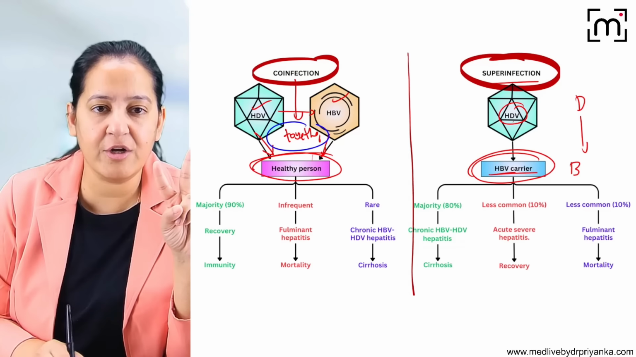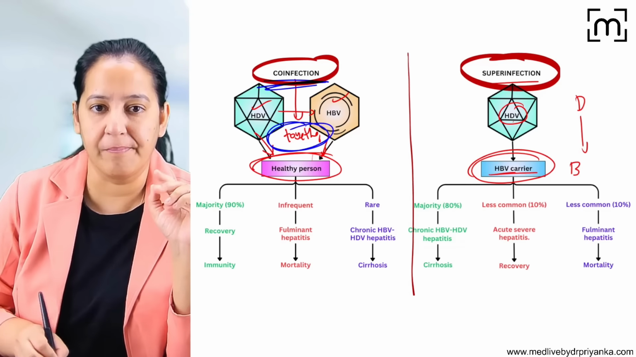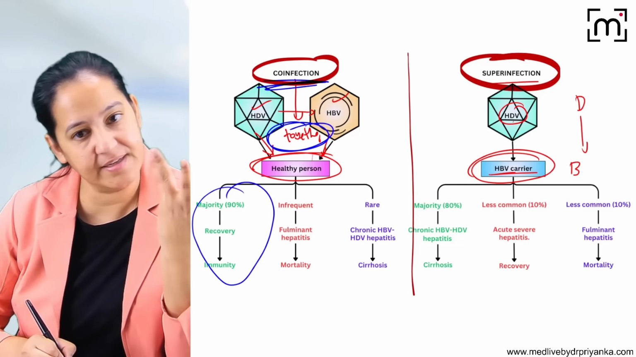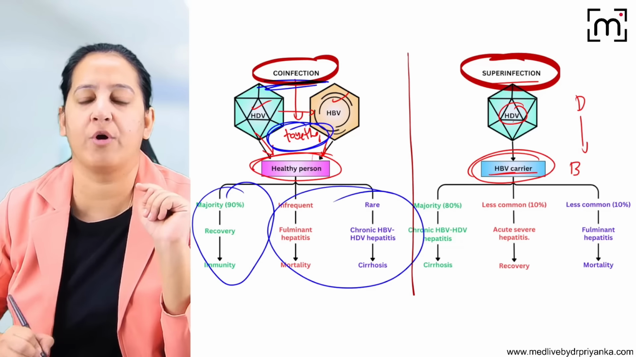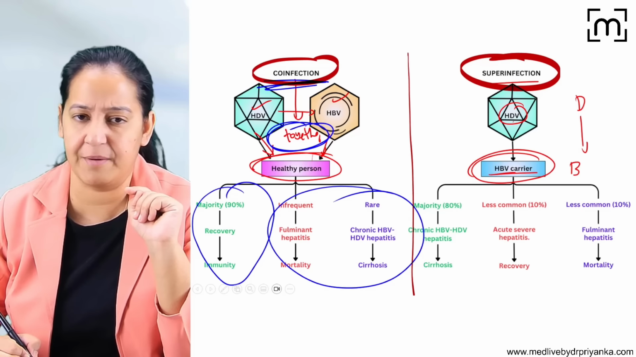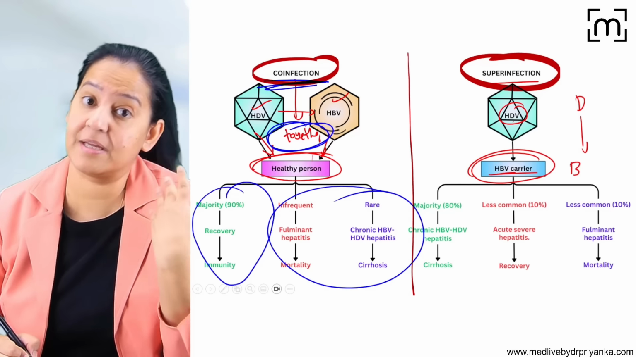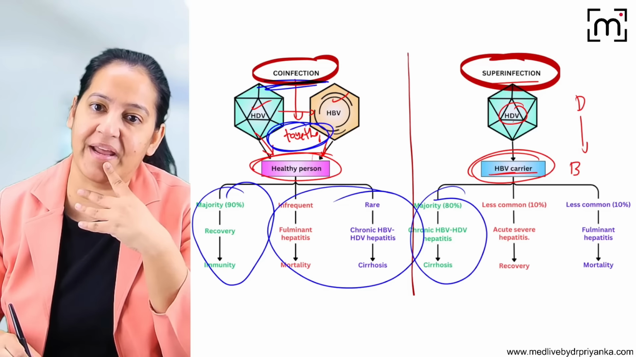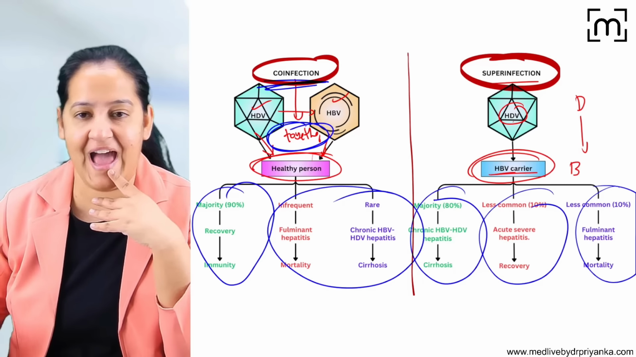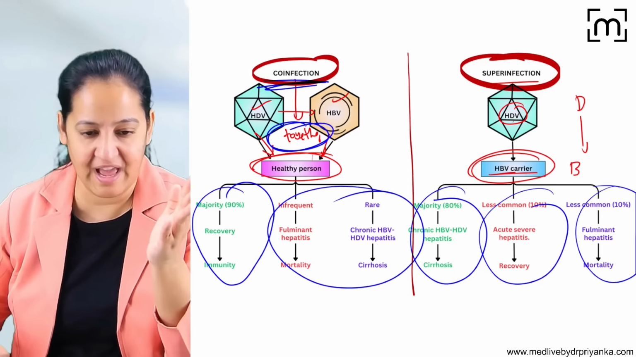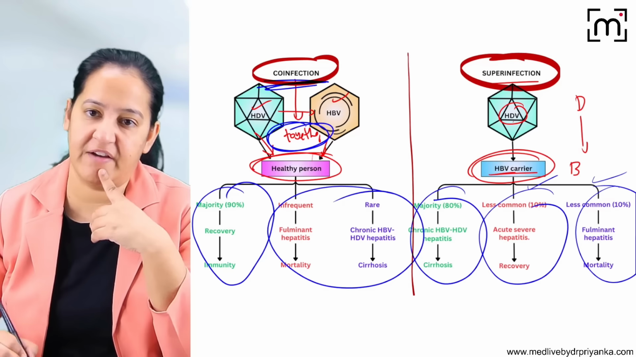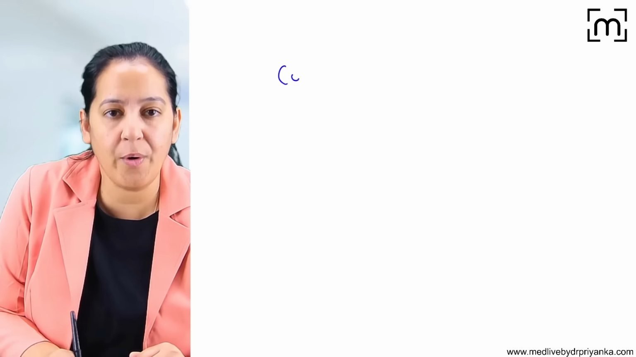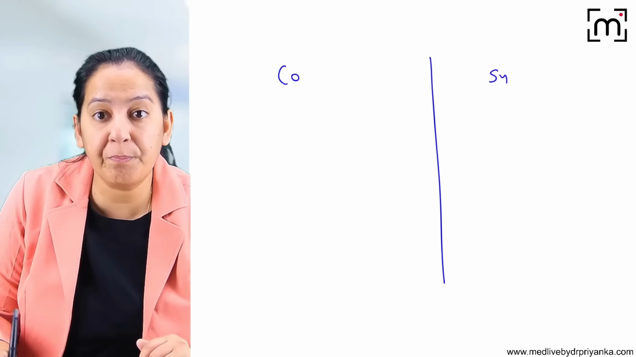If they are entering together, I mean if there is co-infection, 90% have acute hepatitis and they will recover. Only 10% have chronic or fulminant, which will not recover. So 90% will recover. But if it is super infection, the percentage is reversed. 80% of them will be chronic, 10% will have acute and 10% will have fulminant. Okay, so the percentage is reversed. You got my point?